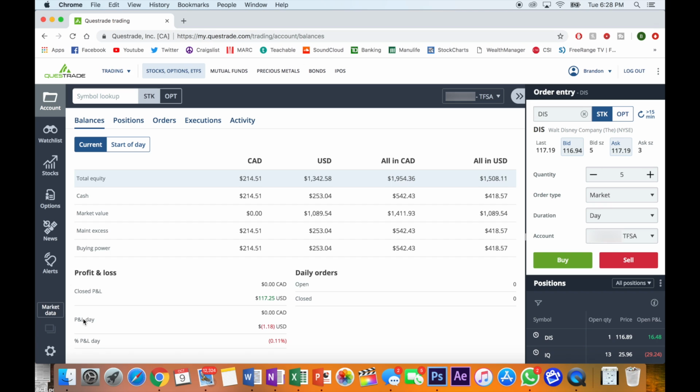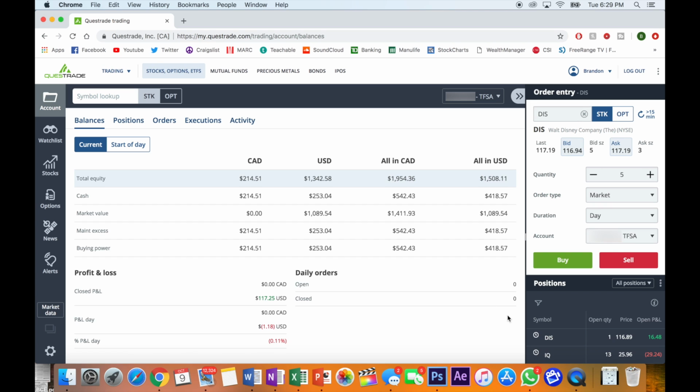I will typically look down at these two columns right here. That's my piece of advice to you guys, is just to kind of look over here. Right to the right, it shows us our daily orders. If we had any orders that were opened or closed today, I didn't place any orders today, and that's why we see here two goose eggs.